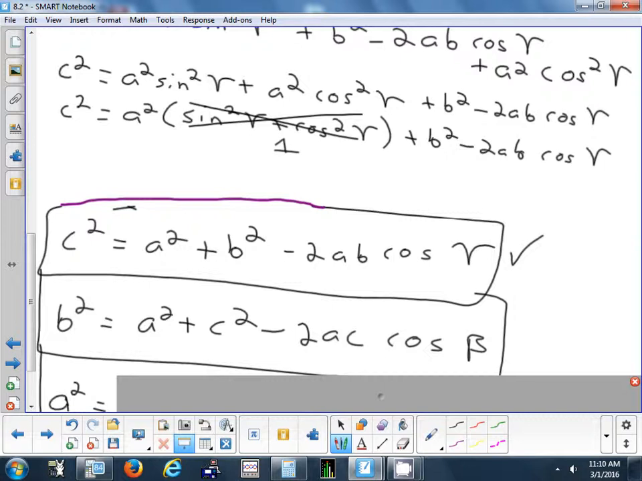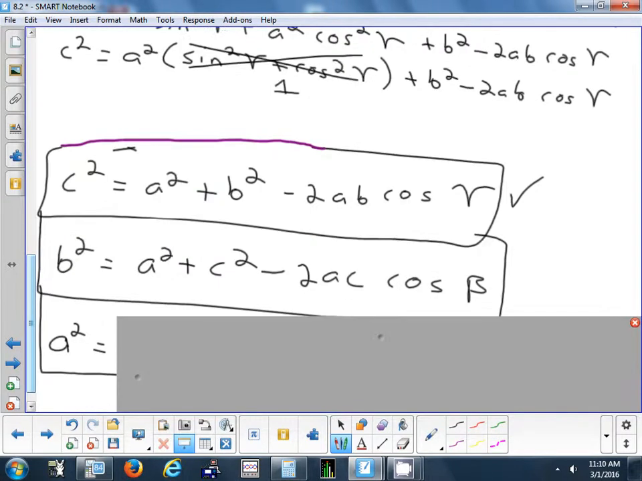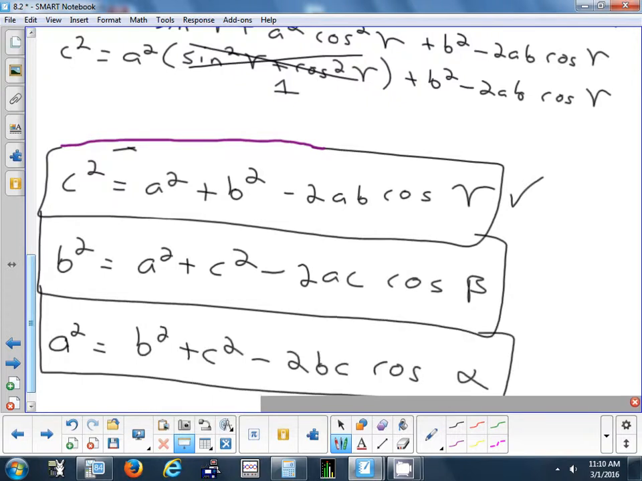Okay, I think doing the proof once shows you where the template for the formula comes from. And then we can just generalize it to starting with either a squared, b squared, or c squared. Okay, so how about the last version? It would be a squared plus c squared minus 2bc cosine alpha. Yep, b squared plus c squared minus 2bc cosine alpha.